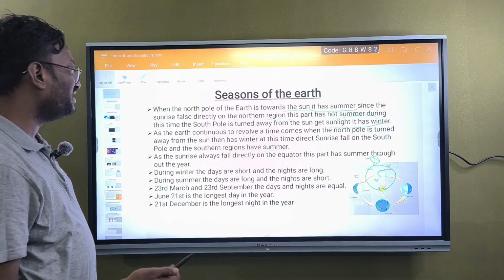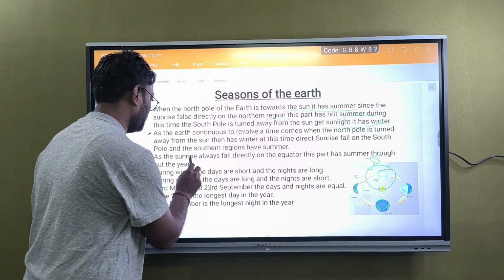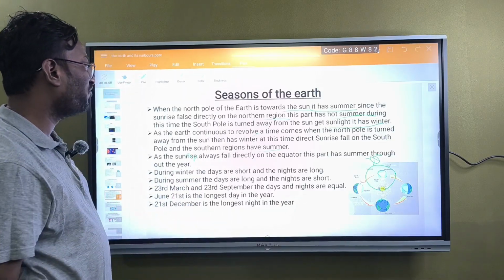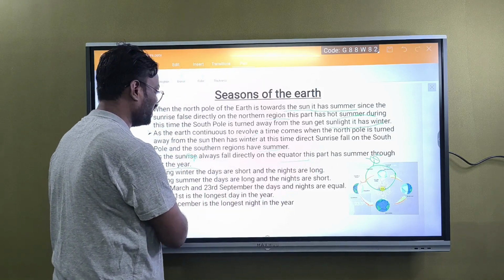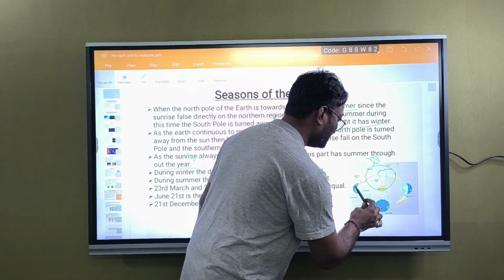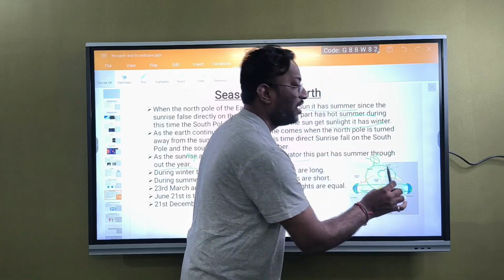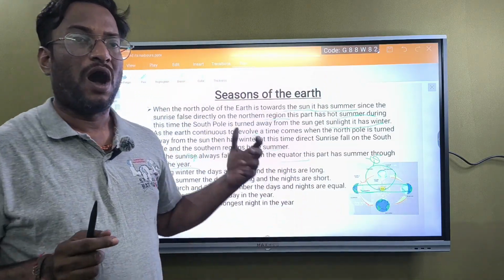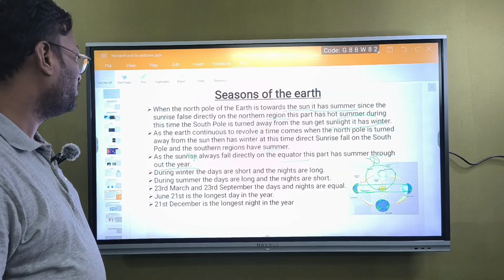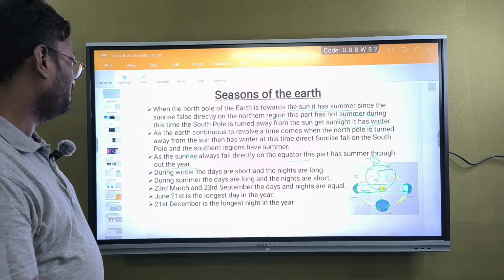As sun rays always fall directly on the equator, this part has summer throughout the year. So the equator region, the center region, will always have summer throughout the year. It will be very hot throughout the year.